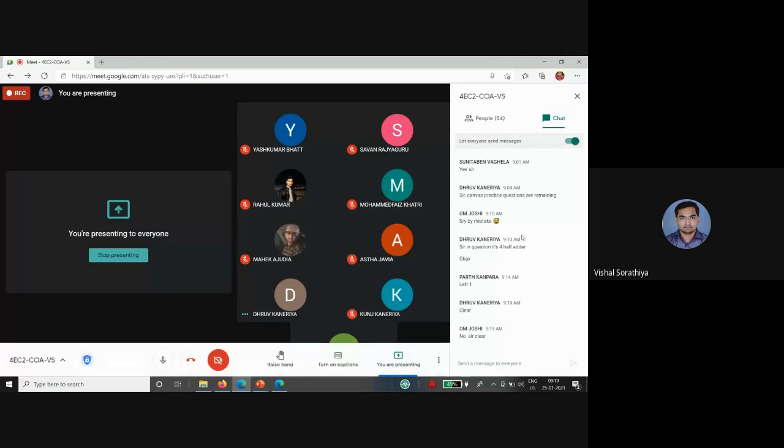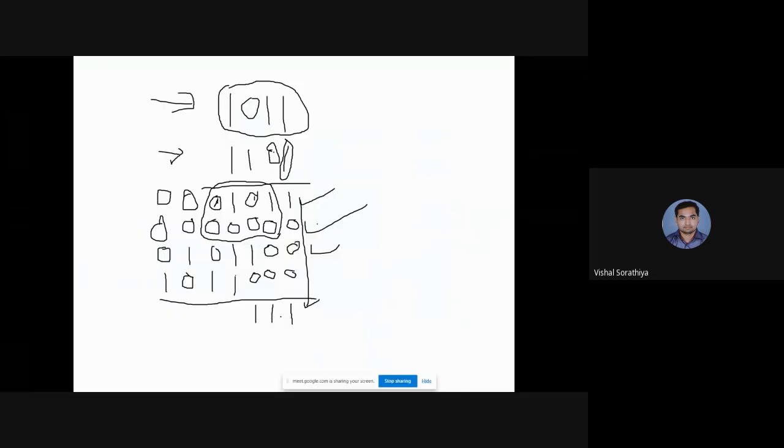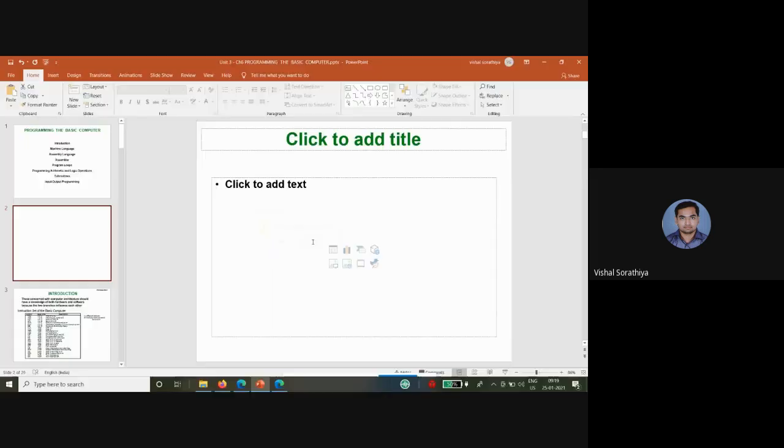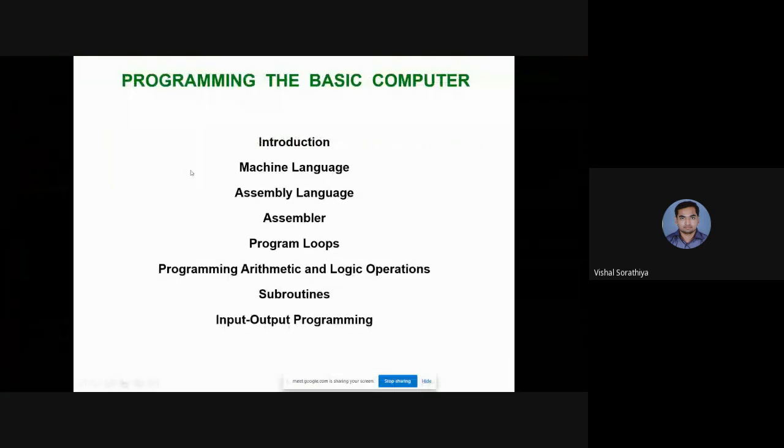So now we will start with our regular topic of discussion. Let me delete this slide. So we are at topic number 3, chapter number 3, in which we have programming of the basic computer. Under the programming of the basic computer, what do we need to discuss? First of all, the introduction of that.